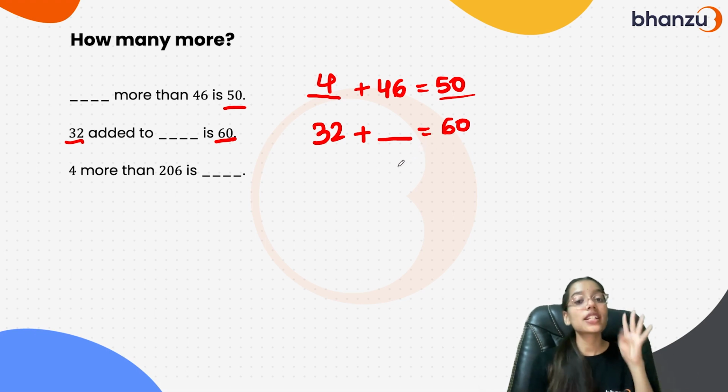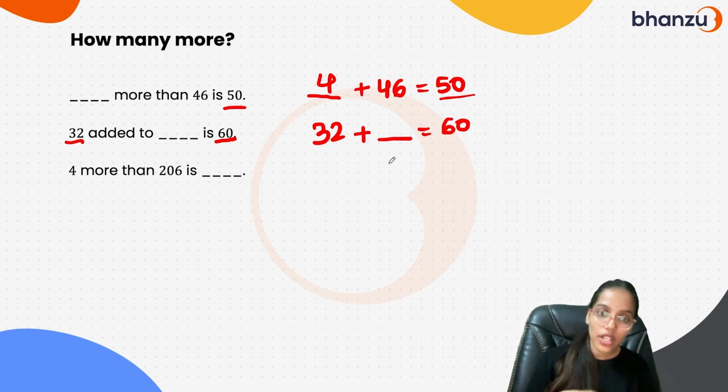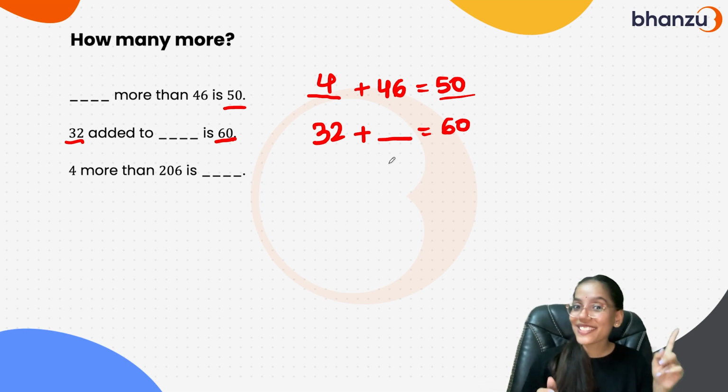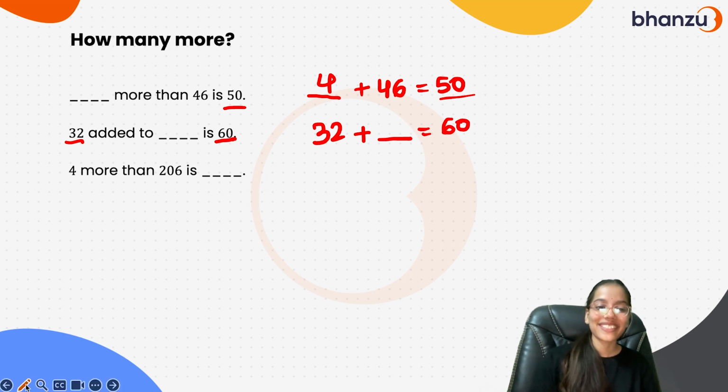33, 34, 35, 36, 37. My God, my hand is gone. I'll have to use another hand. And again count. But will I still reach 60? I can't. So this is where we have to use something that we have learned in the last session, which is counting in tens. Are you ready to use it?